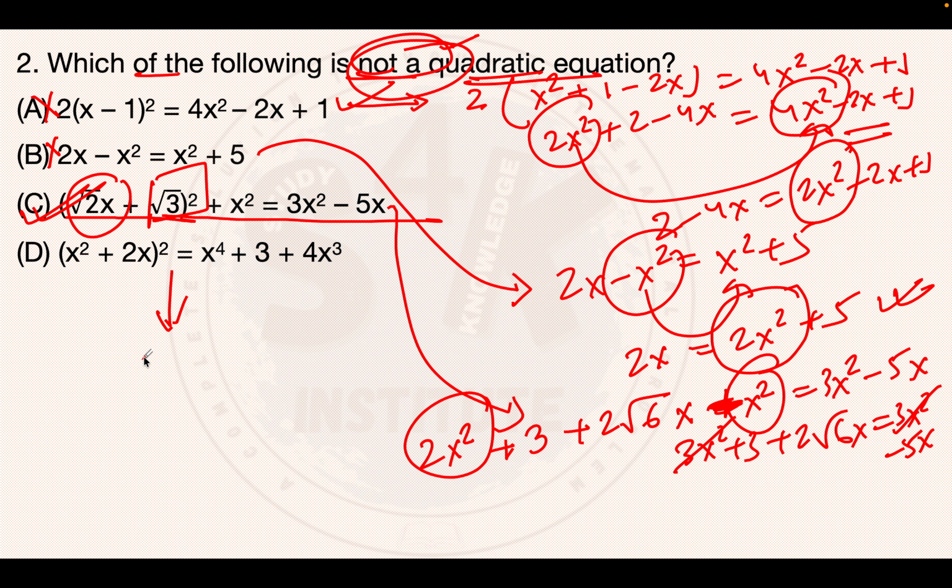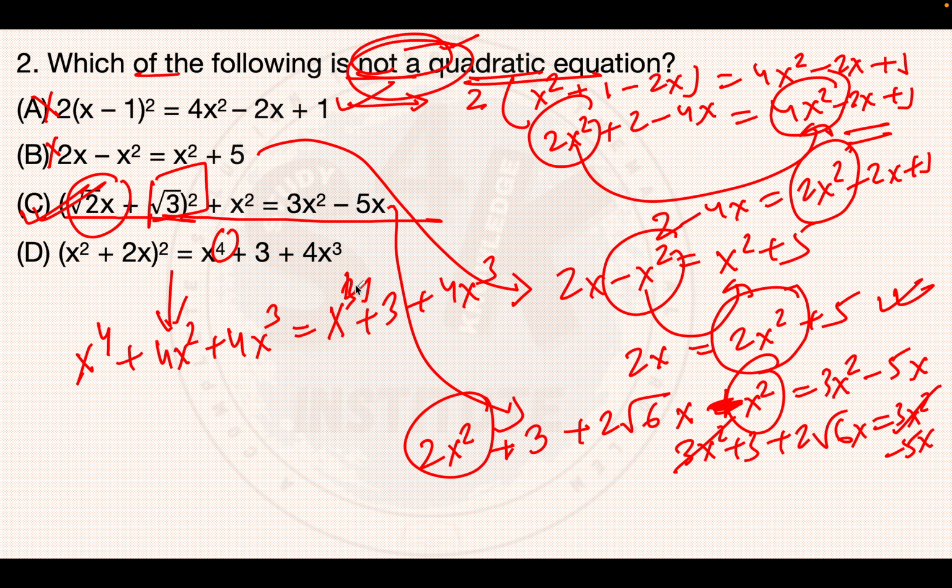Let's see. So it is like a square: 4x square plus 4x cube is equal to x cube plus 3 plus 4x cube, right? Sorry, this is power 4, my bad. So x power 4 will get cancelled, 4x cube and 4x cube will get cancelled. So this is basically a quadratic equation. So this cannot also be the answer.